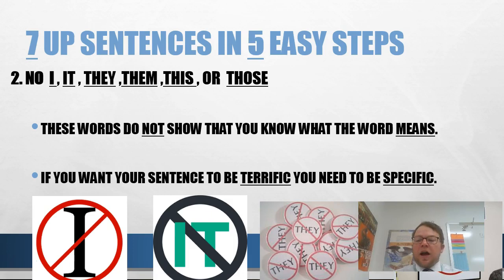Also, no I's. I know these are your sentences, but your name should be on there, so we shouldn't have any I's. You're going to hear me say this a ton about just about everything you do here: if you want to be terrific, you've got to be specific. You can say who they are. You can say who it is. You can say what this is or who them or those are. Just say it. Tell me the people you're talking about. Tell me what you're talking about, and your sentences will be just fine.